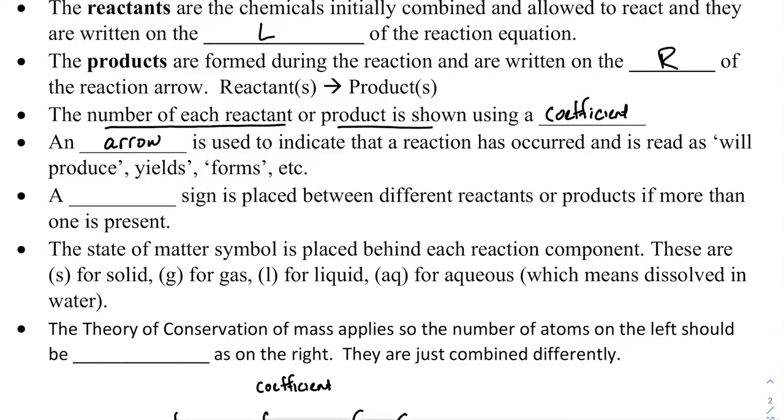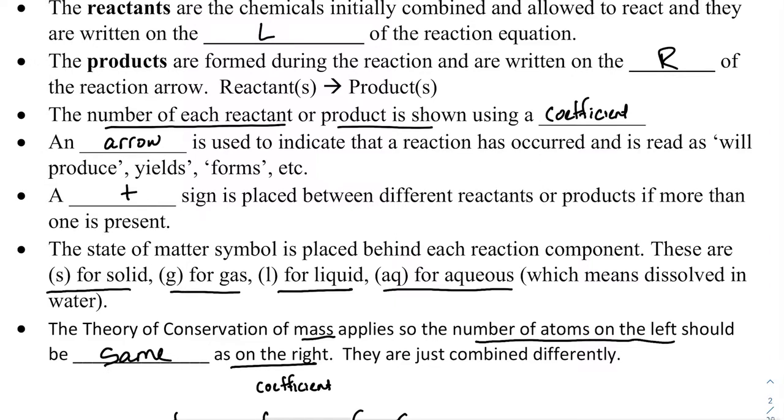A blank sign is placed between different reactants or products if more than one is present. Remember, we never do negatives, they're always just positive signs. The state of matter symbol is placed behind each reaction component. Remember, S for solid, G for gas, L for liquid, AQ for aqueous. And lastly, the law of conservation of mass. That applies to all reactions. And what that means is that the number of atoms that you start with on the left has got to be the same as the ones on the right. They don't just disappear. They just end up being combined differently.